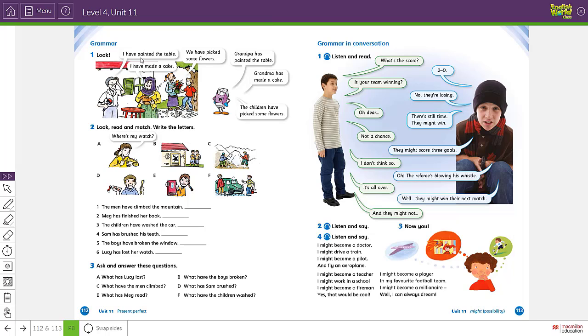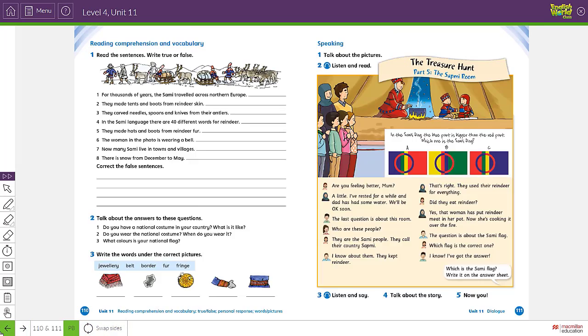In order to determine the tense of any sentence, look at the verb. Here the main verb is paint. This is the third form, painted, and it is preceded by have or has. And look at the picture. When I say I have painted the table, look at the hand of Granddad, he's still holding the brush. That means the action happened recently.